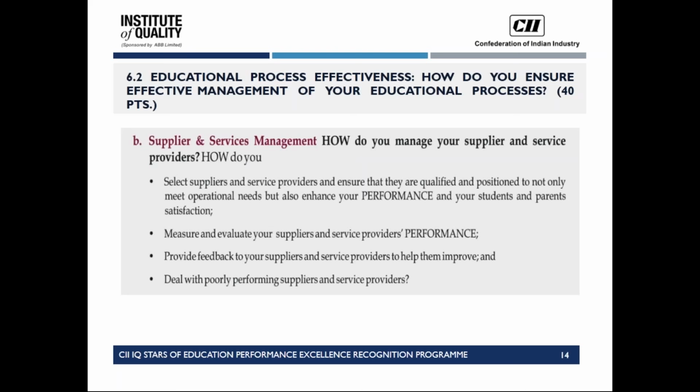The next area under the subcriteria 6.2 is focusing on supplier and service management. And here the institution must ask questions like, how do you manage your supply and service providers? How do you select suppliers? When you mean suppliers, it could be the suppliers who supply uniform, stationery, service providers like computer lab, chemicals, laboratory items, and ensure that they are qualified and positioned to not only meet operation needs, but also enhance your performance and your students and parents' satisfaction.